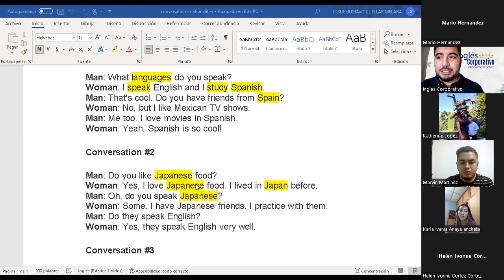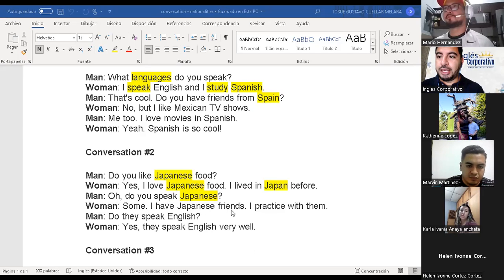Okay, conversation number two. Do you like Japanese food? ¿Te gusta la comida japonesa? Yes, I love Japanese food. I lived in Japan before. Oh, do you speak Japanese? Some. I have Japanese friends. No friends, friends. I practice with them. Do they speak English? Yes, they speak English very well.